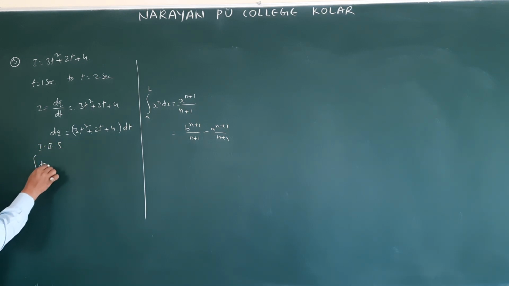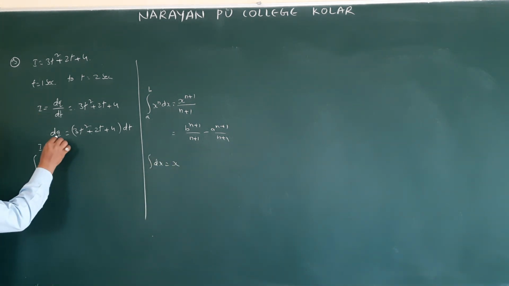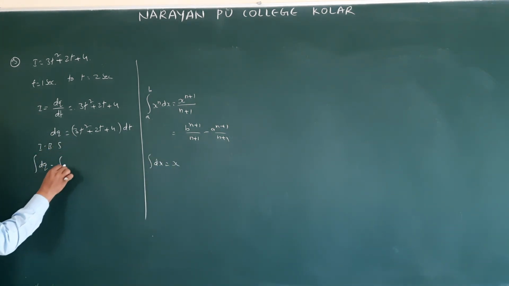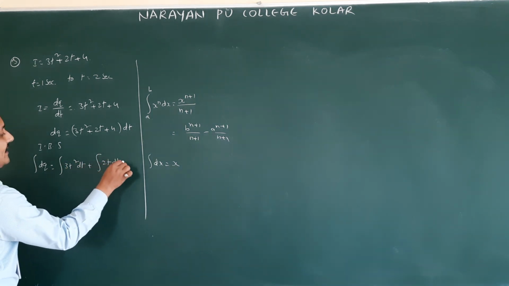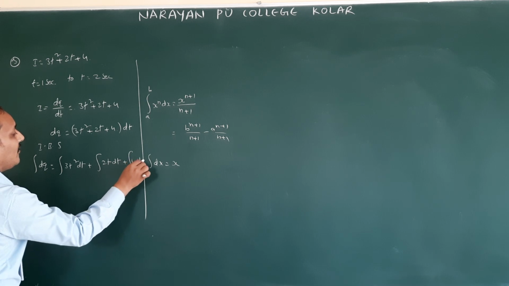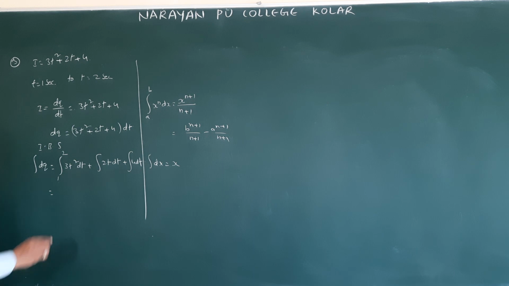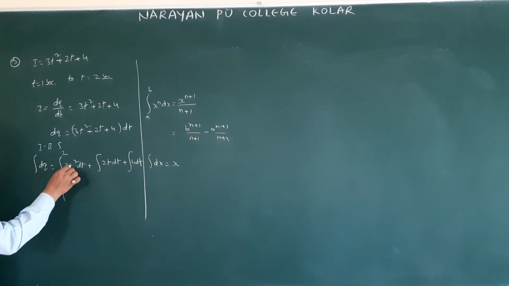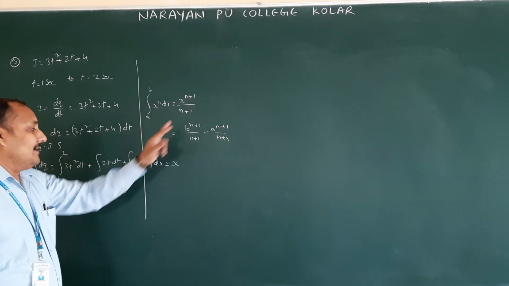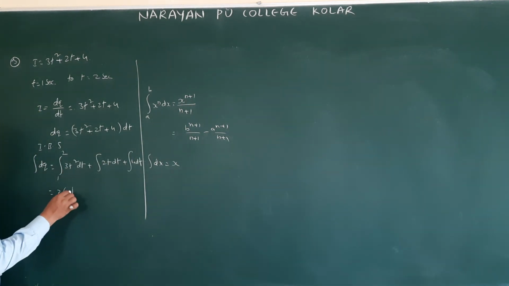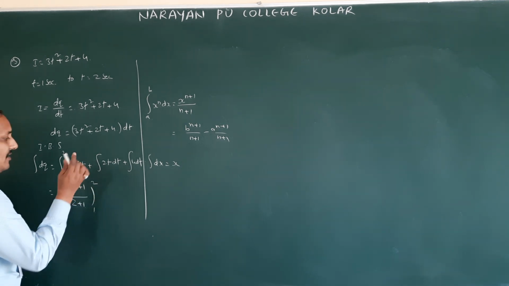So integral dq, integral dx is x, integral dq is q. So integral 3t square dt plus integral 2t dt plus integral 4 dt between the limits 1 to 2. Here 3 is constant, t square dt, this formula you have to apply, n plus 1 by n plus 1. Here in place of x, t is there, t power 2 plus 1 by 2 plus 1 between the limits 1 to 2.